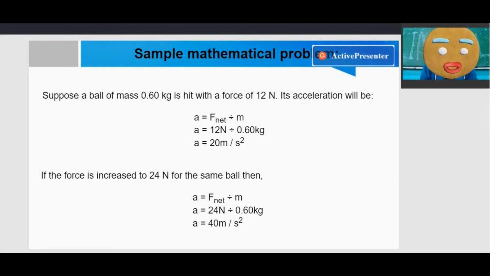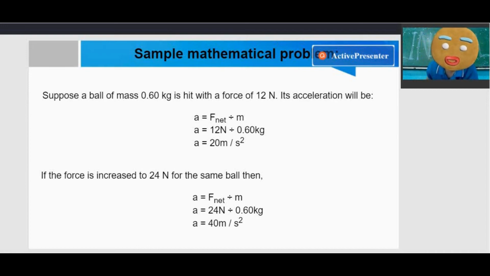Here, if the force is increased to 24 Newton, so it is multiplied by 2, for the same ball, ganon din kabigat yung ball. So using the equation, A is equal to F net divided by M. Okay, now the F net is 24 newtons divided by 0.60 kilogram. We get 40. Okay, and we add the unit of acceleration, meters per second squared. So we can see if we double the force, the acceleration is also doubled.